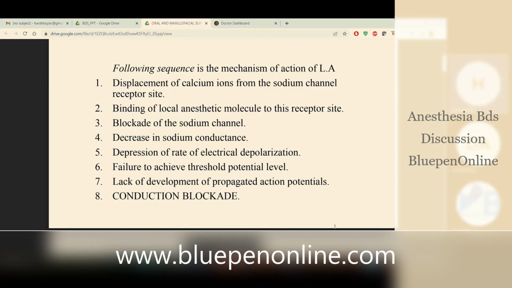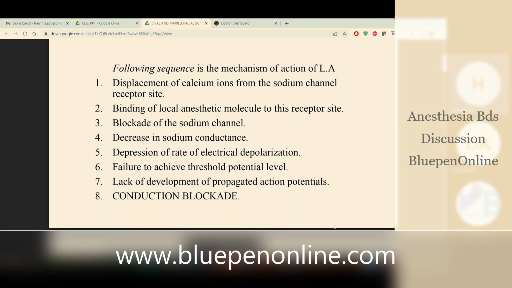To start off, the first thing is displacement of the calcium ions from the sodium channel receptor site. Once these calcium ions are displaced, the receptor site is empty. The second process is that once the local anesthetic is injected, molecules will be released from the local anesthetic solution. These molecules go and bind to the empty receptor sites present on the sodium channel. The third step is that they will block the sodium channels. Once the sodium channels are blocked, there will be a decrease in the sodium conductance.